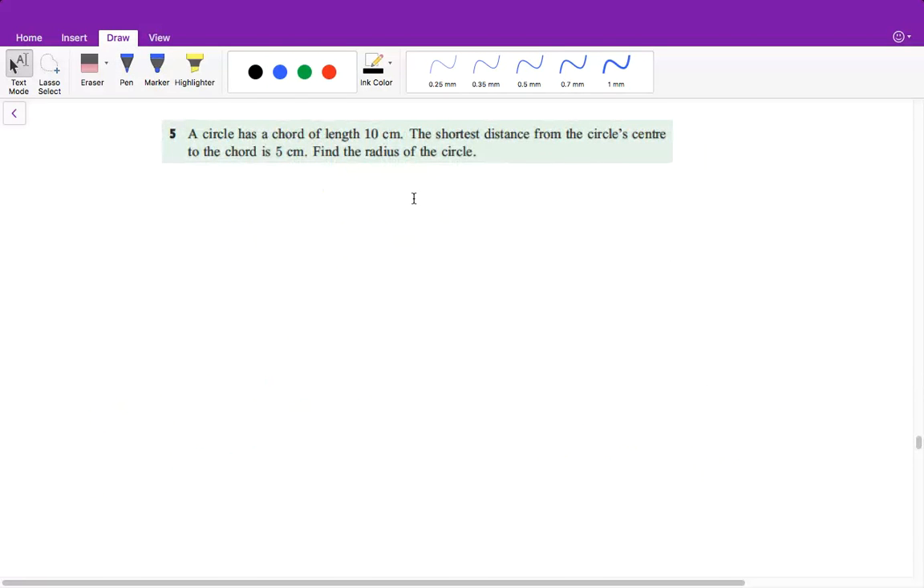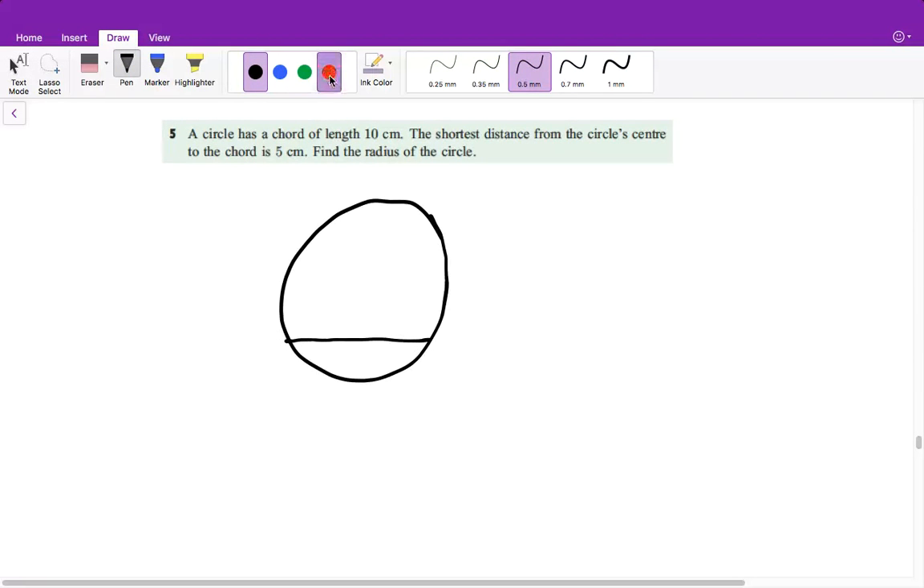All right. It says a circle has a chord with a length of 10. So the first thing you should do is draw your circle and draw your chord. It doesn't matter where you put it. It just cannot go through the center. And we know that this is 10. The shortest distance from the circle center to the chord is 5 centimeters.